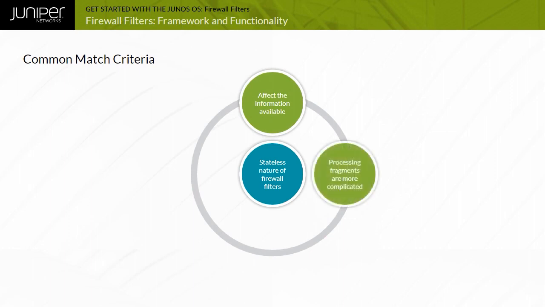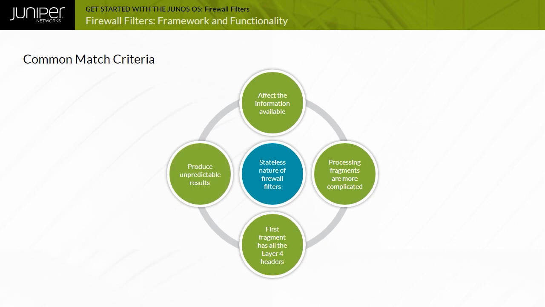The stateless nature of firewall filters can affect the information available in the processing of fragmented packets. Processing fragments is more complicated with stateless firewall filters than with a stateful firewall filter. The first fragment should have all the layer 4 headers, but subsequent fragments do not. Additionally, attempting to check layer 4 headers in fragments produces unpredictable results. Junos OS still attempts to evaluate the layer 4 headers, but the second and subsequent fragments do not contain these headers, so the matches are unpredictable.